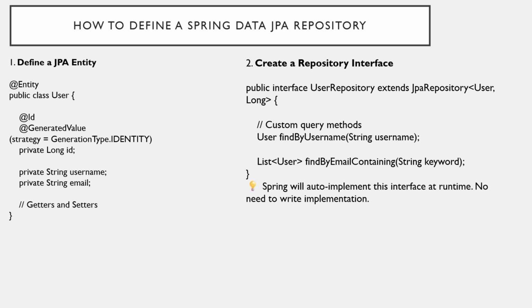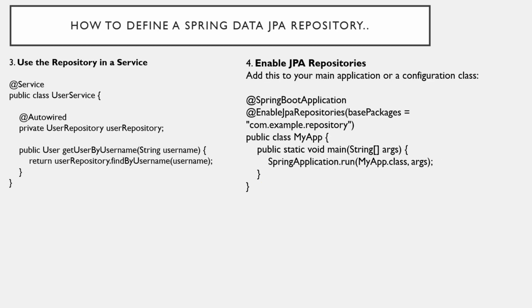Or if you want to find the email containing a certain string. This is going to be automatically implemented at runtime by Spring Boot, so you don't need to write the implementation. Spring Boot will automatically take care of it as a proxy. Now the fourth thing: you have to implement the service. You have to autowire this repository, and then call the method which you already wrote in it.